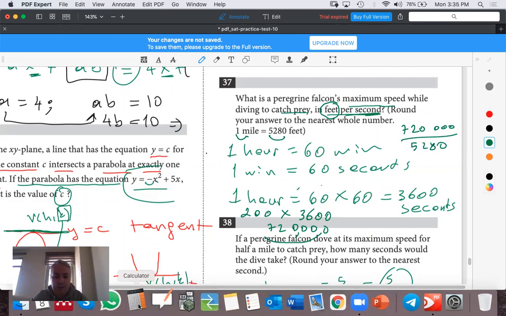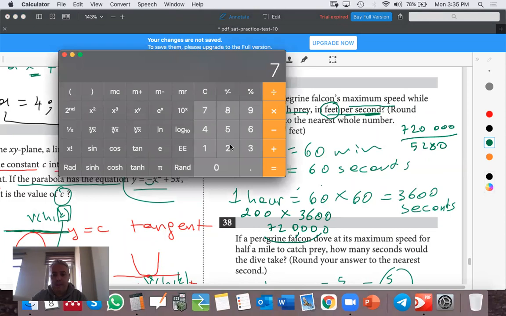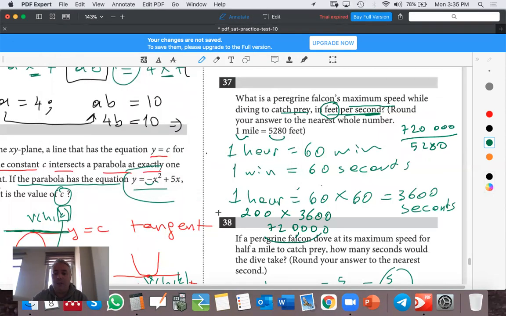If we use a calculator, 720,000 divided by 5280, the answer of the question is 136.36. So let me write 136.36. And one more thing, the question says, round your answer to the nearest whole number. What is the nearest whole number? Isn't it 136? What do you think? I think yes, right? So this is the answer of the question, 136.